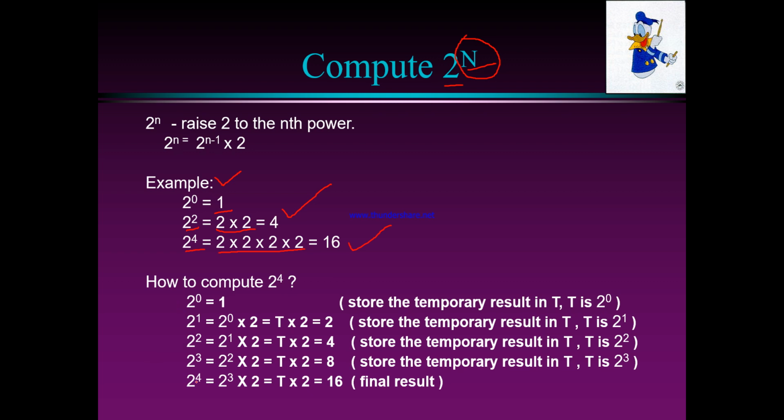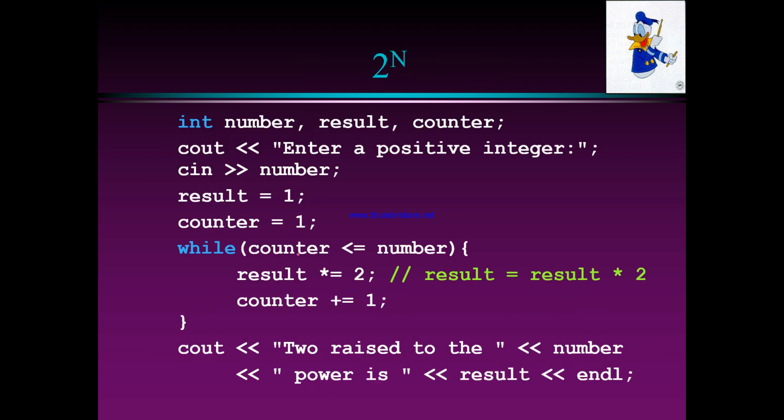So you can see here, if you want to find out 2 power 4, 4 is a variable while 2 is constant. So what we need is the first iteration, the second, the third, the fourth, and in the fifth iteration we will get the answer 16, which will be the final result. This is the program. Number is input from the user, the result we will save in each iteration, and the counter will be used to control the while loop.